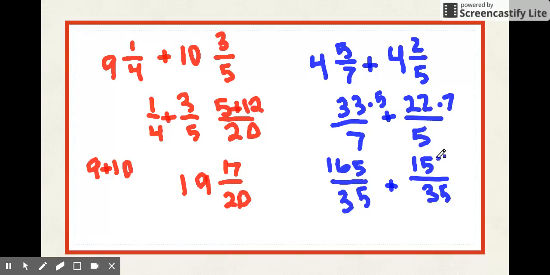So now that the denominators are the same, you can add. 165 plus 154, 319. So 319 over 35. On a test, I would never give you numbers this big. However, it is good to practice it because in 8th grade or 7th grade, you never know, they might be a little bit meaner. So let's see, 319 over 35.